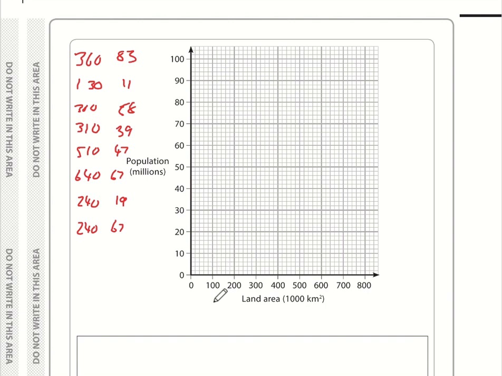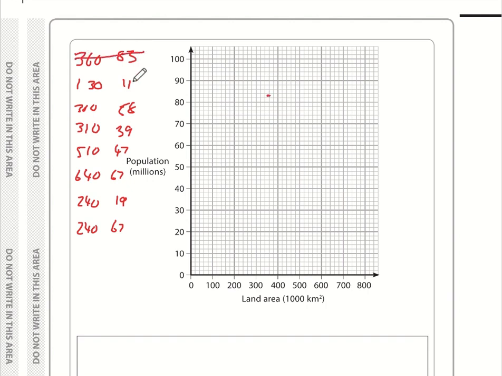So let's take a look here. The land area is going up in 100s, so each small square is going up in 20s. On the vertical axis, the population, we're going up in 10, 20, 30, 40, 50, so each line is going to be 2, 4, 6, 8, 10. The first one is 360, 83. So 300, 320, 340, 360. And for 83, let's go up on the 300 to 80. 83 is halfway between 82 and 84, so about here.